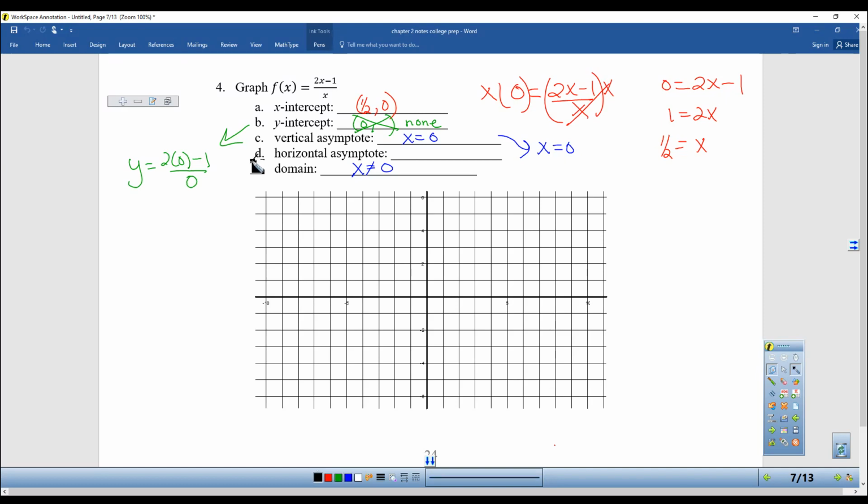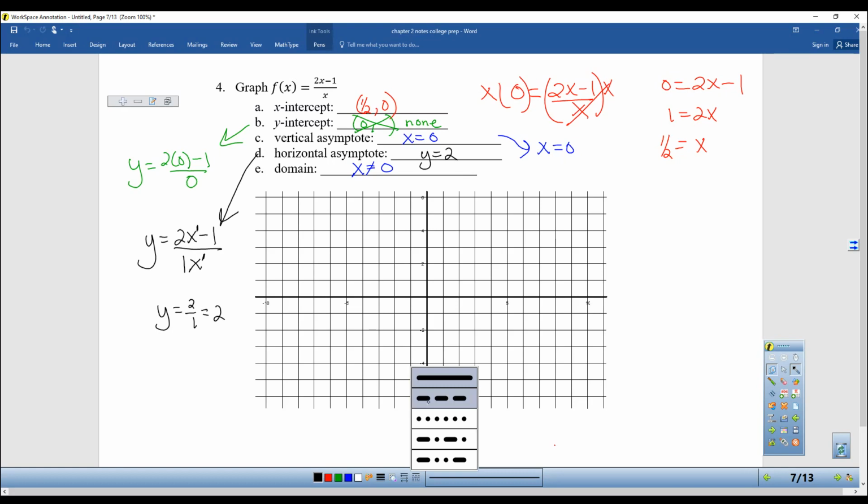And finally, our horizontal asymptote. Again, we have two identical powers. They're both to the first power. They're both linear. So I can do the coefficient over the coefficient. So y is 2 over 1, which is 2. So I fill in as much as I know. I know that y is equal to 2 is the horizontal asymptote.